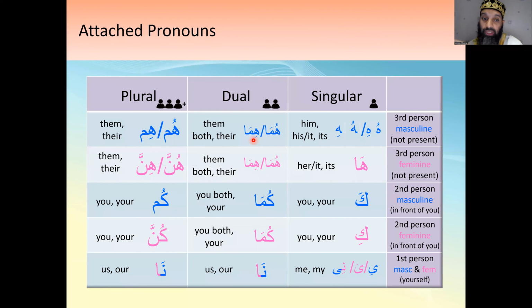So how am I going to say her book? Kitabu... Yes, kitabuha. We'll do examples, inshallah. Kitabuha means her book, right?